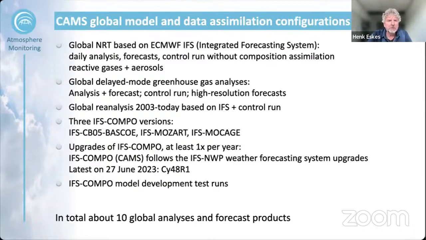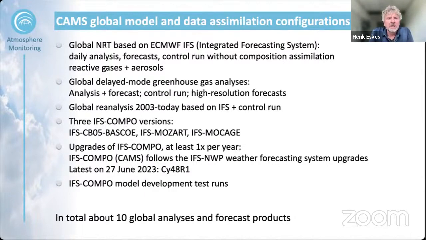Then a very important activity of CAMS is to provide global reanalysis. There are 2 reanalyses, one for reactive gases and aerosols, and one for the greenhouse gases. Both reanalyses start from 2003, and they go up to basically today. So it's sort of a delayed mode product. It's running almost real time. And again, these reanalyses also have control runs, so we can again check what's the impact of the data assimilation on those reanalyses.